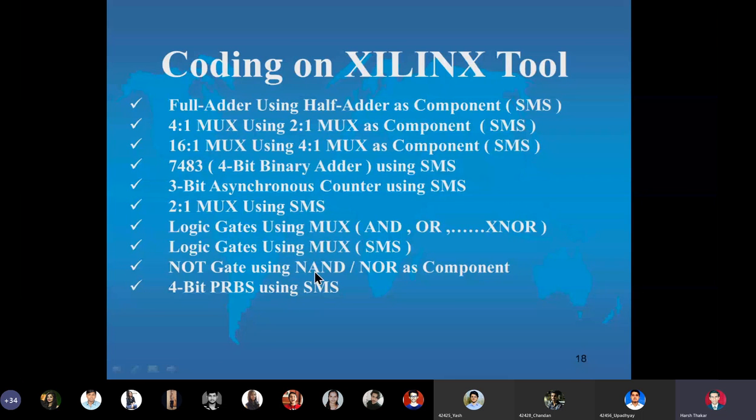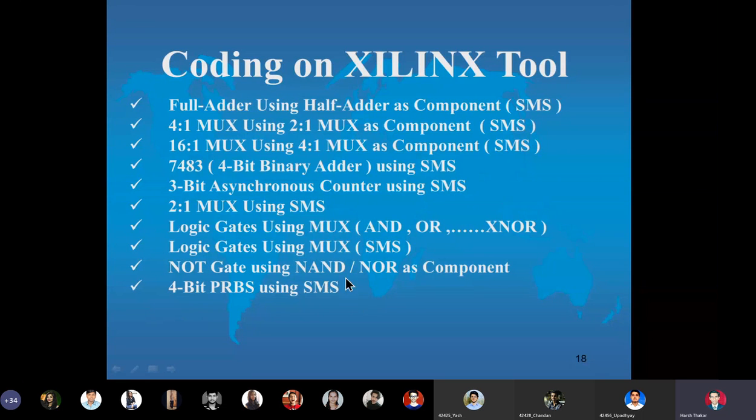NOT gate using NAND and NOR as component. Okay, it's very simple. Can anybody tell how I can convert a NAND or NOR gate into a NOT gate? This is a second year question. Sir, short the two inputs. Yes, so when I short circuit the inputs of NAND or NOR gates, it starts acting as a NOT gate. This appears very simple on paper, but we should learn how to convert that into a VHDL model.